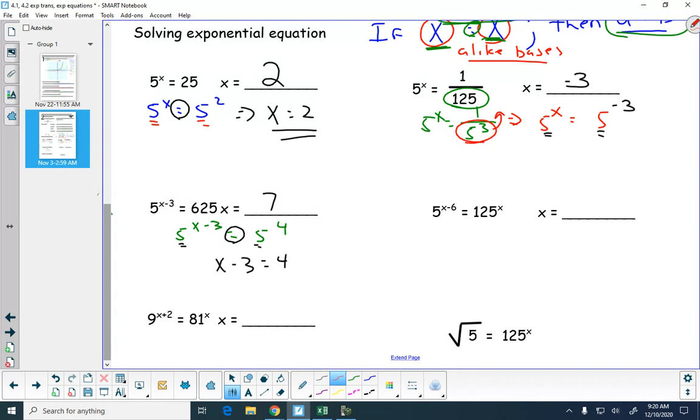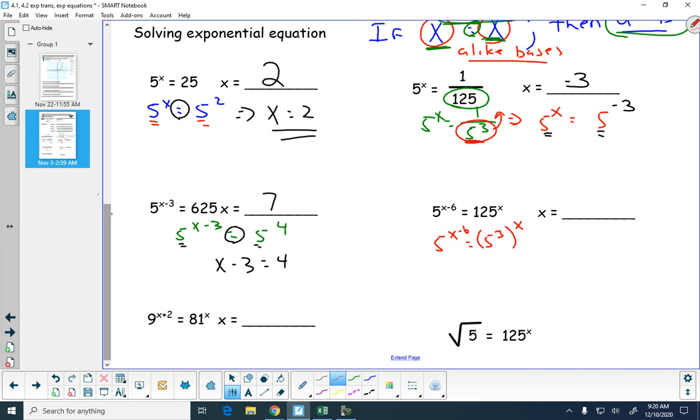We will continue the challenge here. We have 5 to the x is equal to, well, 125, we already did up top here. We said it was 5 cubed. Isaac said it was 5 cubed, so we have 5 to the third. But we have to the x power. Sorry, that's a minus 6 there. Don't try to do too many things at one time here. We have 5 to the x minus 6 is equal to 5 to the third to the x power.